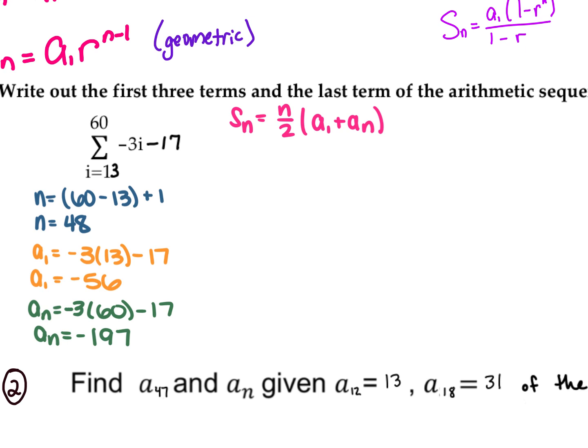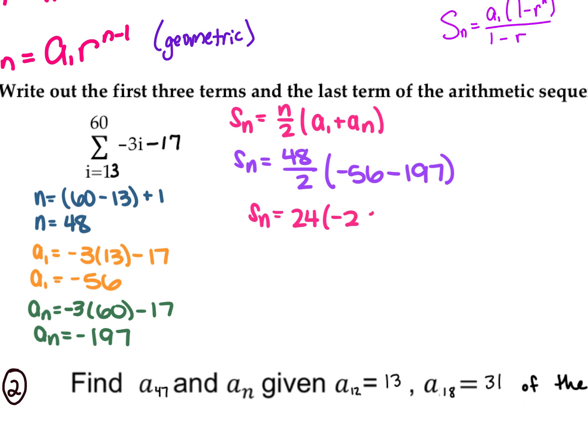So you're going to plug all 3 of these numbers into your formula and simplify. That means you're going to have S sub n is equal to 48 over 2 times negative 56 plus negative 197. Your 48 over 2 simplifies to be 24. Your negative 56 minus 197 gives you a negative 253. So if you multiply these 2 numbers together, you are left with your answer of negative 6,072.